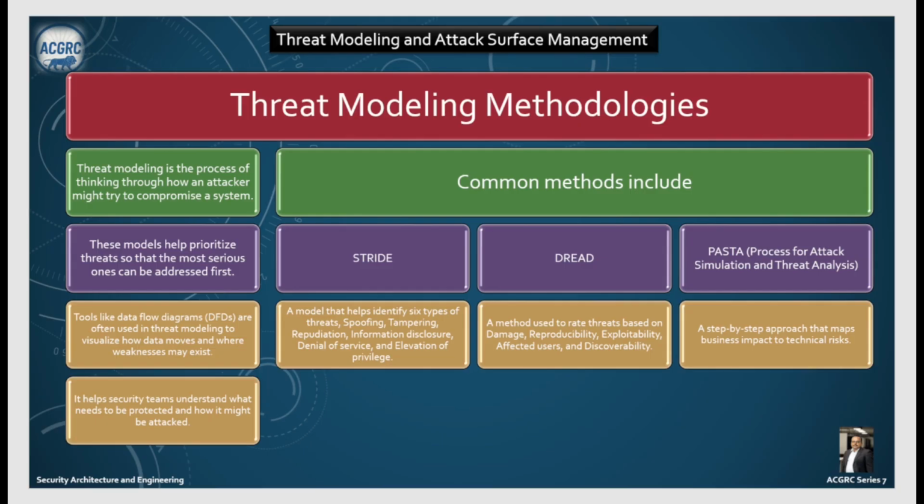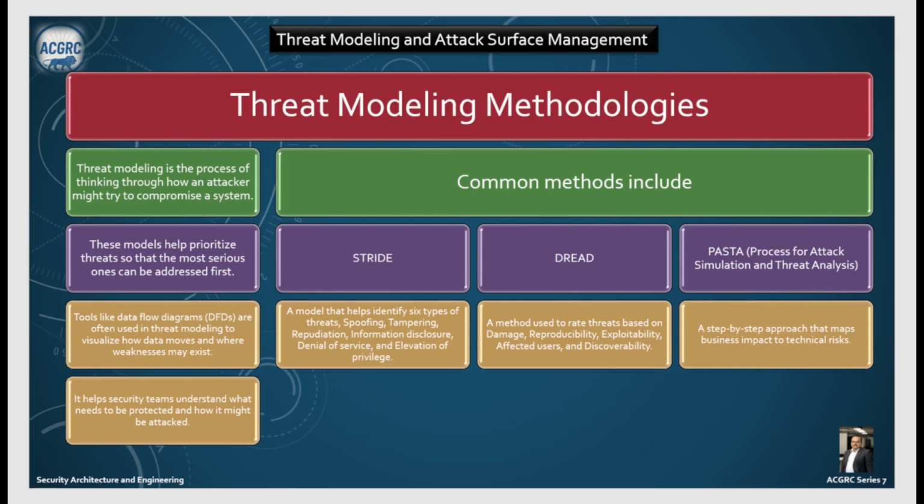Methodology. Well, threat modeling is the process of thinking through how an attacker might try to compromise a system. These models help prioritize threats so that the most serious ones can be addressed first. Tools like data flow diagrams are often used in threat modeling to visualize how data moves and where weaknesses may exist. It helps the security team understand what needs to be protected and how it might be attacked.